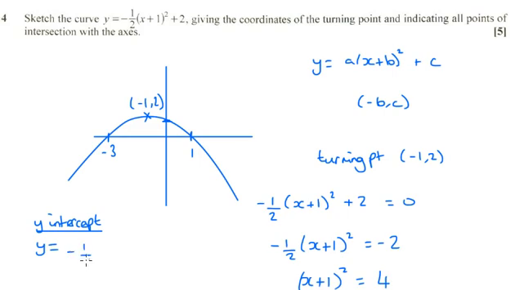we get -1/2 times 1 squared, which is just 1, plus 2. So -1/2 plus 2 is 3/2. So 3/2 there. The x-intercept, the turning point, I think I've covered everything. So that's the kind of shape that you're aiming for with all those values displayed on your graph.